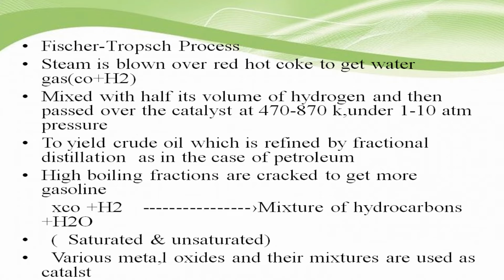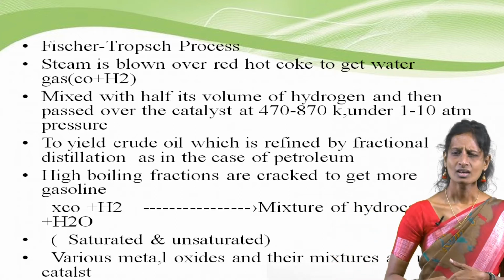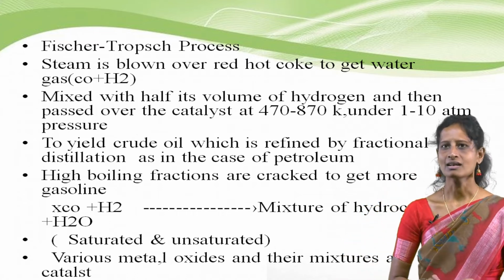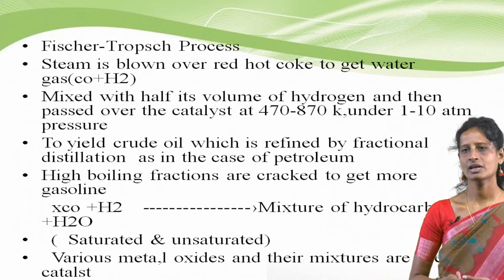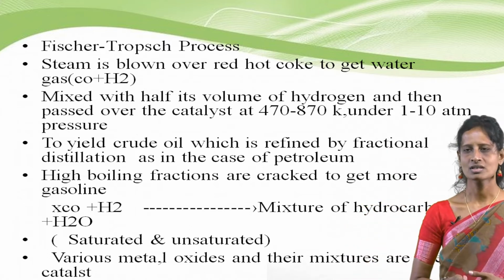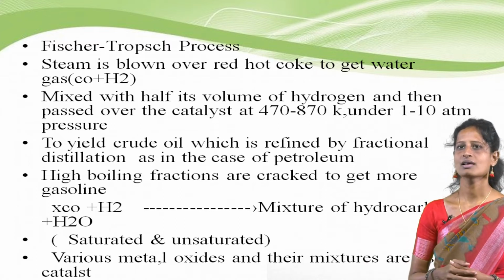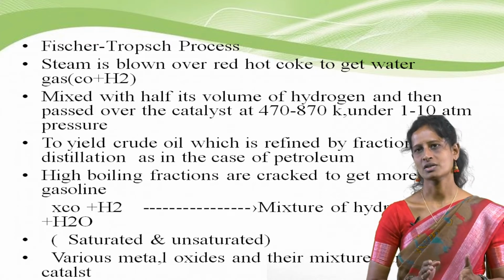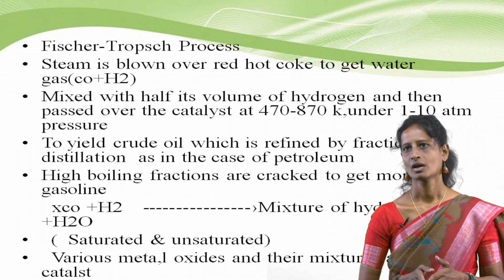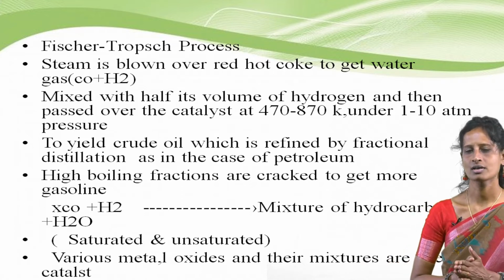Next, the water gas is mixed with half its volume of hydrogen and then passed over the catalyst at 470 to 870 Kelvin under 1 to 100 atmospheric pressure. So here we are using half the volume of hydrogen, the catalyst at 470 to 870 Kelvin, and a pressure of 1 to 100 atmospheres. This is the main concept.